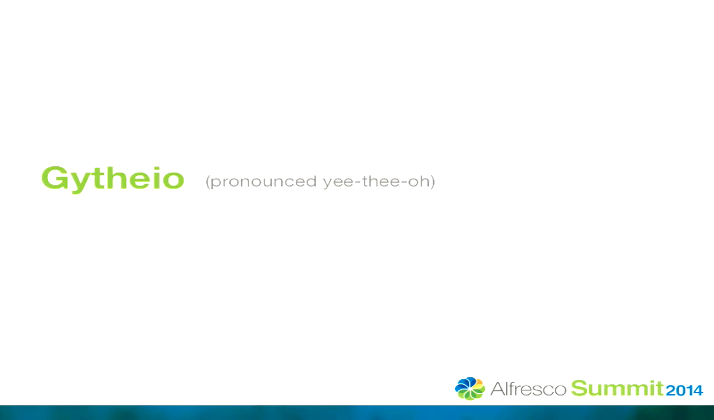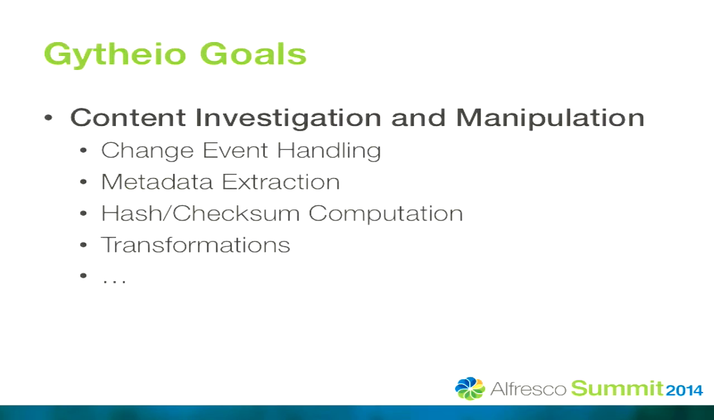We're introducing a completely new framework called Gytheio. Pronounced, you probably can't see that, pronounced Gytheio. I get a lot of questions on that one. What we're trying to do there is develop this lower level content investigation and manipulation framework. It handles all kinds of things around content, things like change, event handling, metadata extraction, hash and checksum computation, and of course, what we're talking about here, transformations.